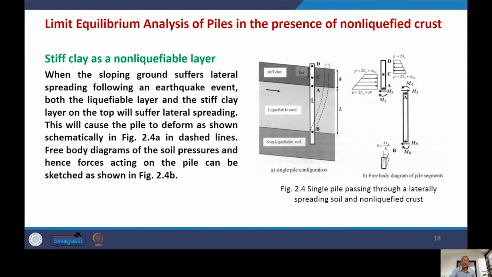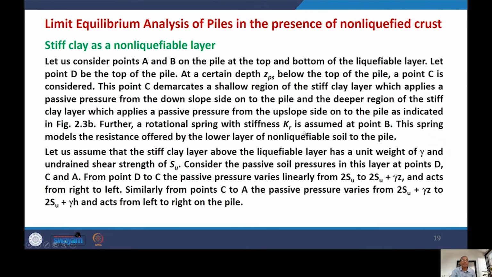So see in the figure. So the problem is here. It is similar to the last case, but now instead of two layers, you have three layers. That means on the top of the liquefiable sand, you have a stiff clay layer, and non-liquefiable soil is at the bottom, with liquefiable sand in between these two layers. The points A and B are where hinges are formed, so you can say between A and B, with height AB, the liquefaction of the sand occurs.